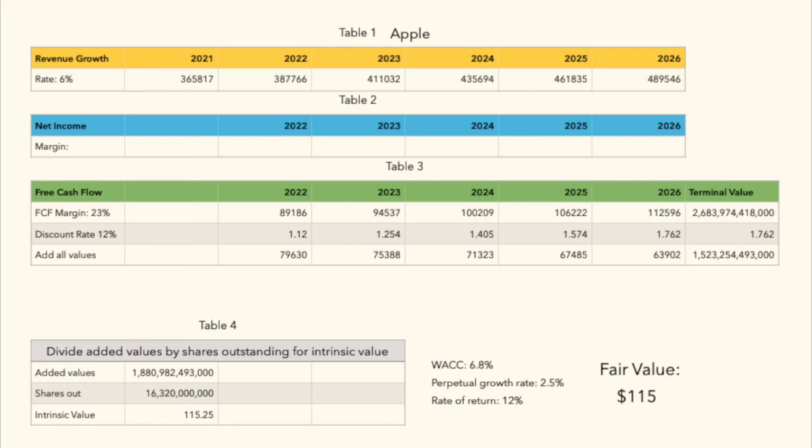Then we have to find a terminal value. We do this by applying a weighted average cost of capital of 6.8%. I got this figure from finbox.com. I also apply a perpetual growth rate of 2.5%. I discount all these figures back with my rate of return of 12%. You add all the values up, divide by shares outstanding, and we get an intrinsic value of $115.25, or roughly $115 per share. Okay, so according to the DCF model, this is definitely not a buy.